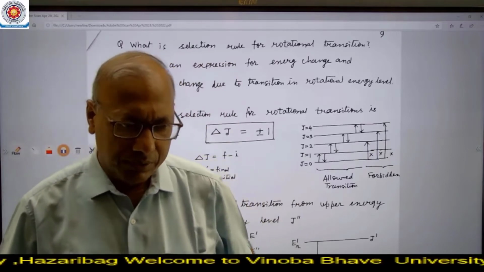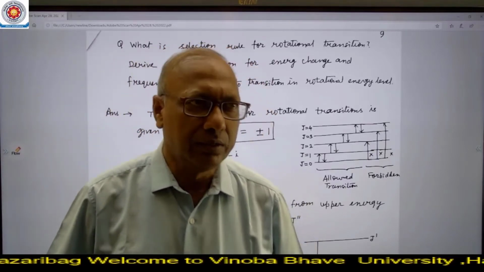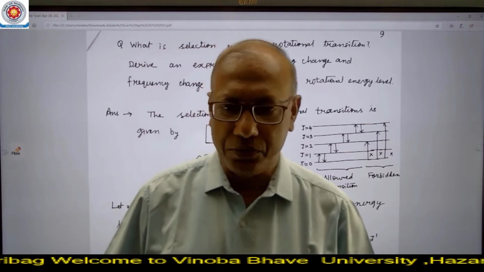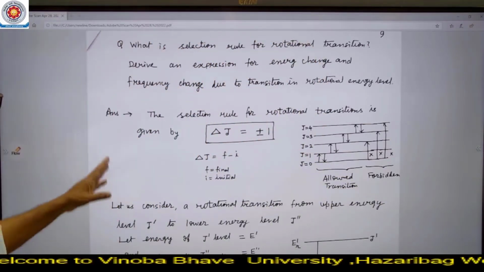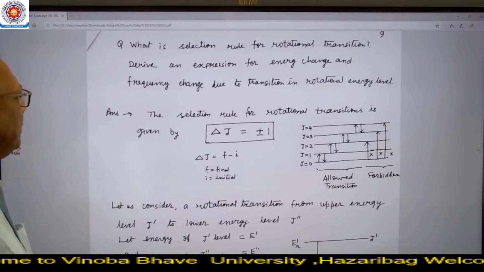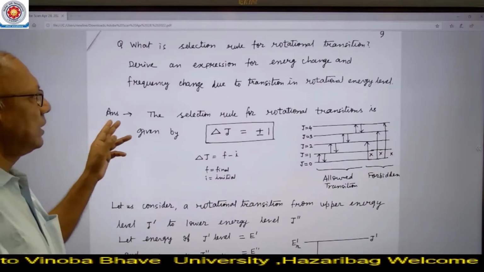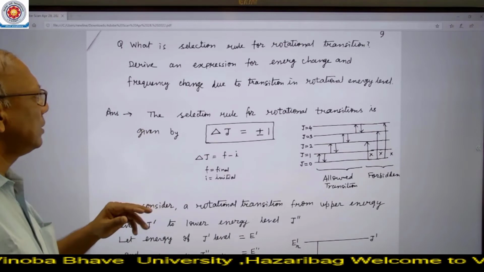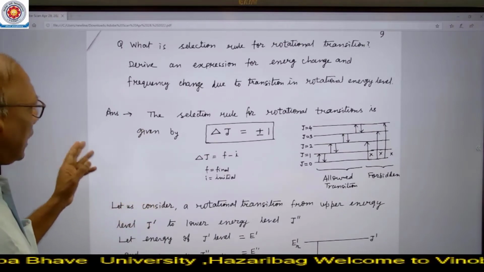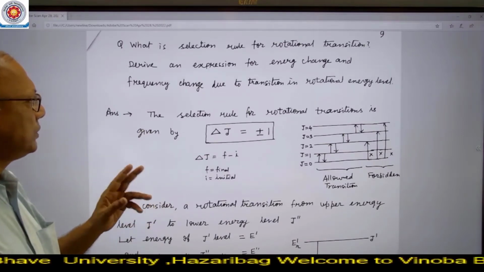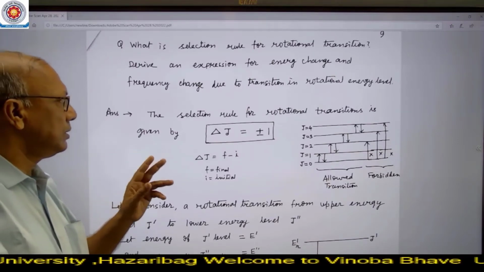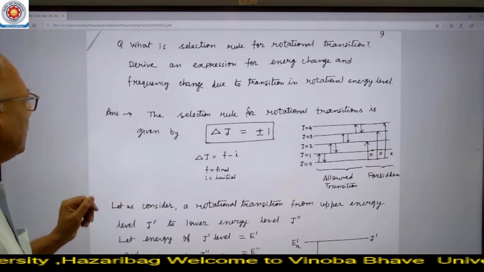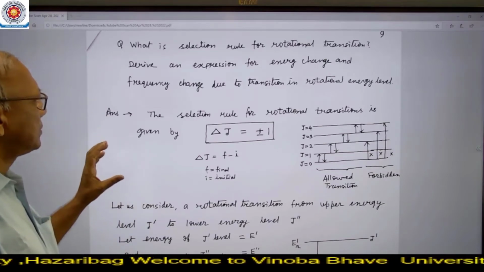Good morning, students. Today we will start the second part of rotational spectroscopy. So the next question in this topic will be like this: what is the selection rule for rotational transition? Derive an expression for energy changes and frequency changes due to the transition in the rotational energy level. There are two parts to this question.